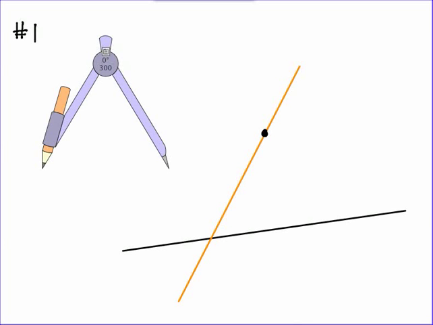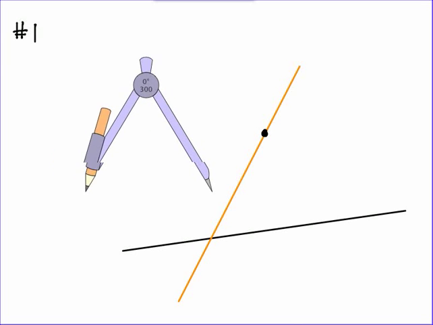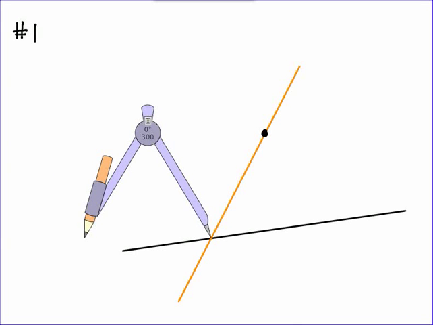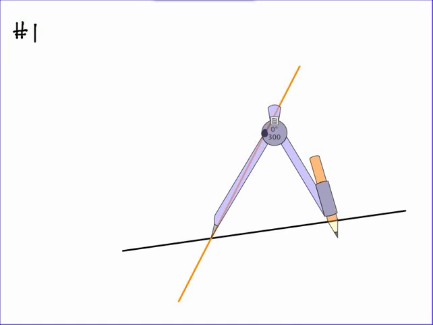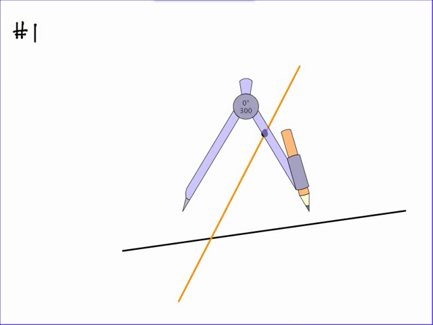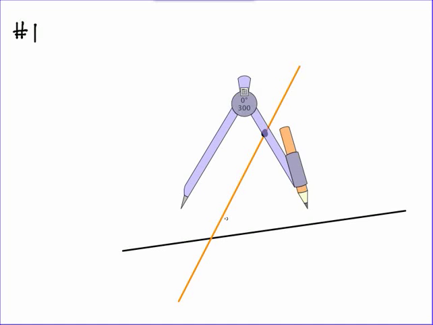So now my goal is to draw another line through that point that will be parallel. So what I'm going to do is duplicate this little angle right here. If you're following along, let me go ahead and move this. I am going to duplicate this angle right here.